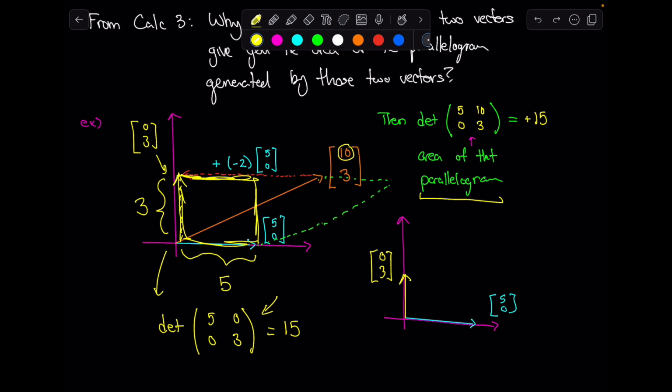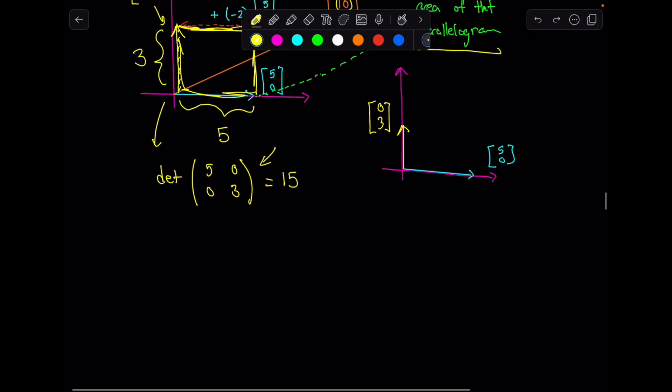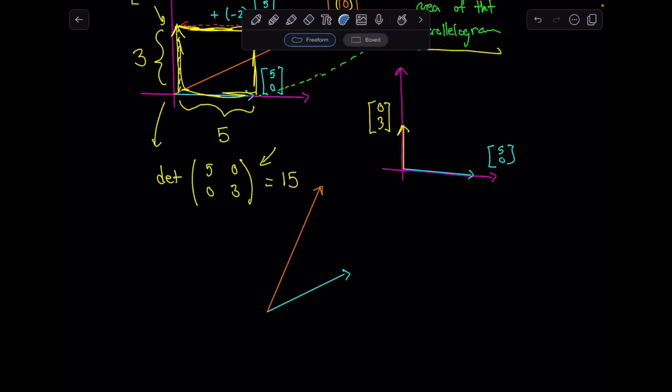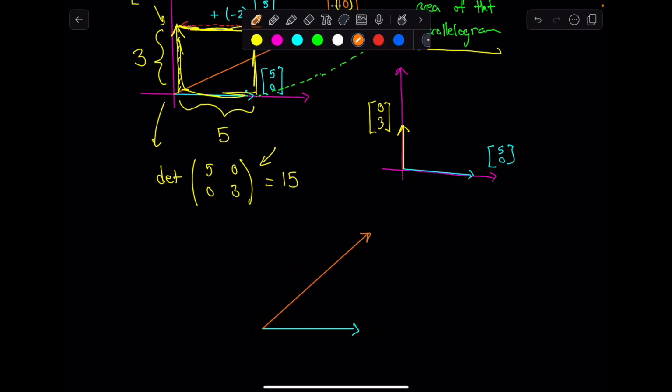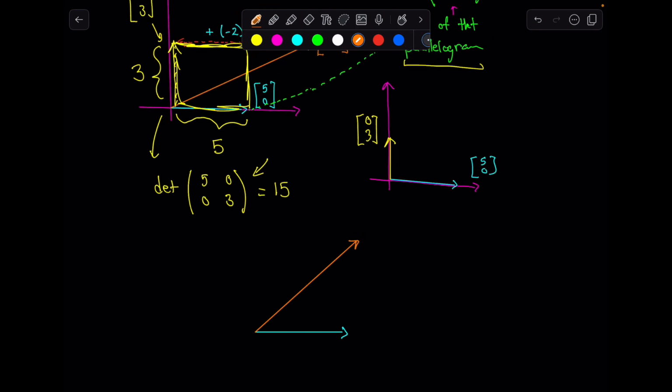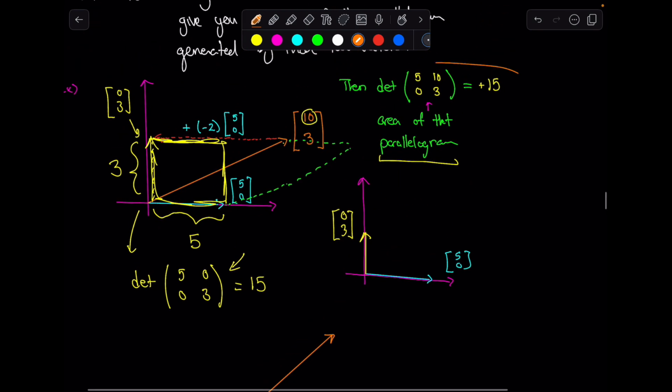The idea is that no matter how funky my vectors are, if I took a vector up here and I took another vector over here, I could grab them, I could rotate them so that they're flat, and then I could adjust them, and it turns out that all of these operations end up making it so that the determinant of these two vectors gives you the area of the parallelogram generated by those two vectors.